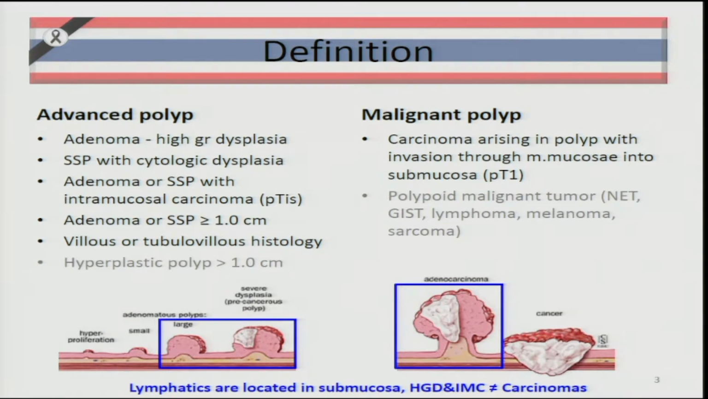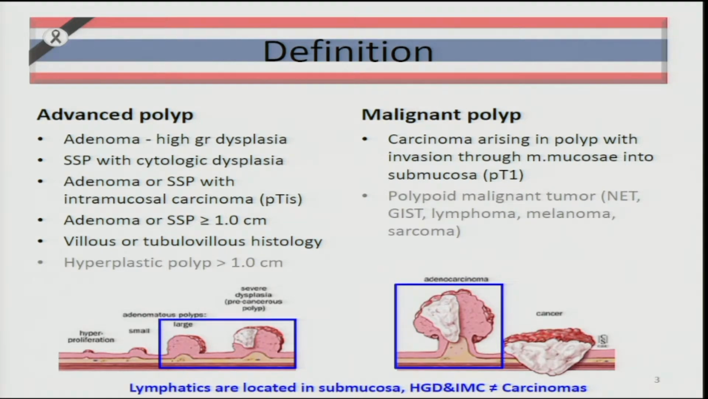And for the fact that there is no lymphatic in the lower GI in the mucosal layer, high-grade dysplasia and intramucosal carcinoma have zero risk of nodal metastasis, given that you don't see early submucosal invasion.